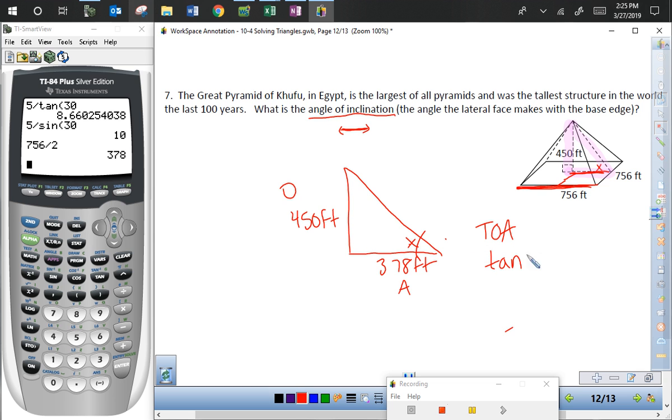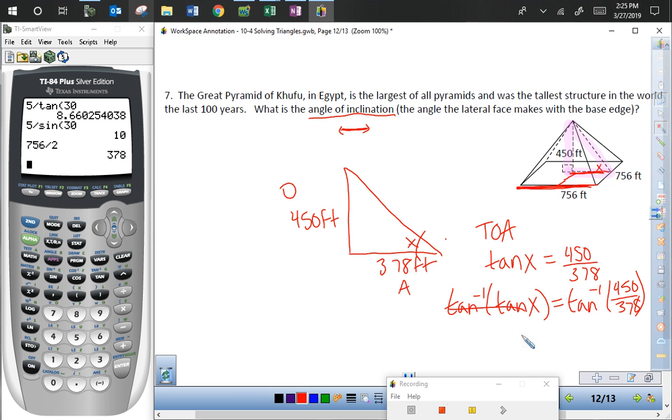Our angle here is x, and then it's equal to 450 over 378. Since our x is on the inside of this triangle, we're using the inverse tangent on both sides to get rid of that tangent here, to get x by itself. And then x is just this inverse tangent.